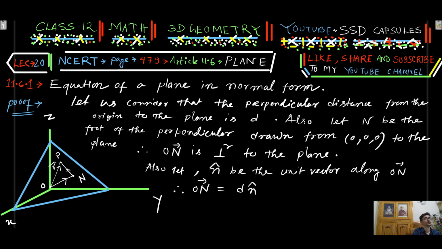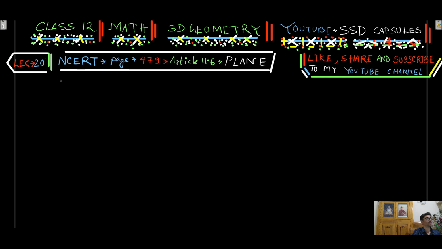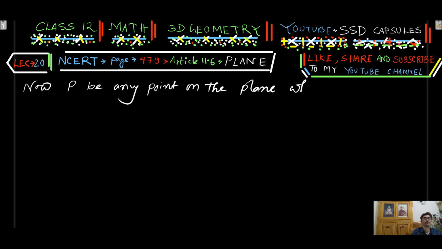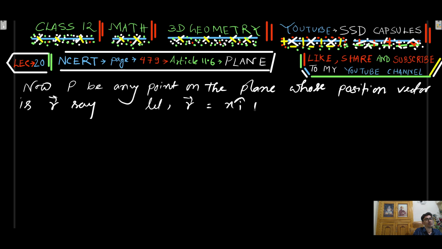Now let P be any point on the plane whose position vector is r vector, say. Let r vector equal to x i cap plus y j cap plus z k cap. That is, x, y, z are the components of r vector.